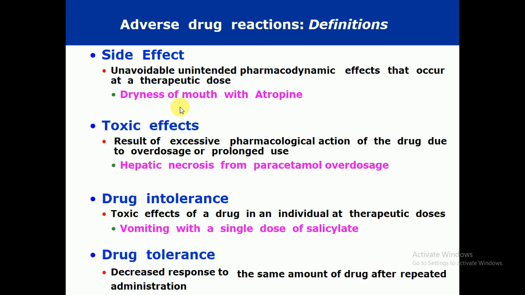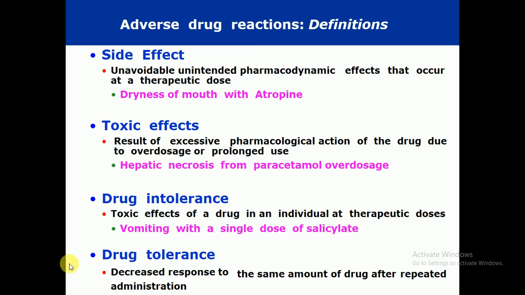Now, what is toxic effect? Toxic effect can be defined as the result of excessive pharmacological action of a drug due to overdosing or prolonged use. When will a toxic effect occur? Whenever there is excessive pharmacological action of the drug, which always occurs due to overdosage or prolonged use. If a drug is used for a longer period of time, it will definitely enhance the toxicity.